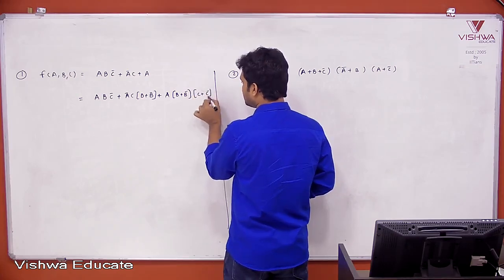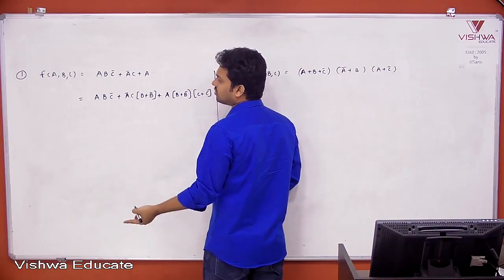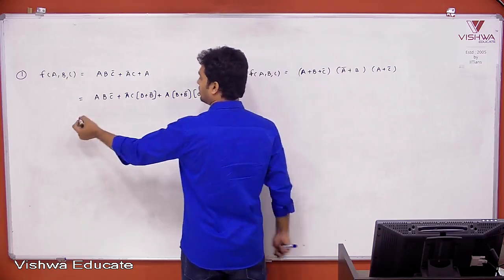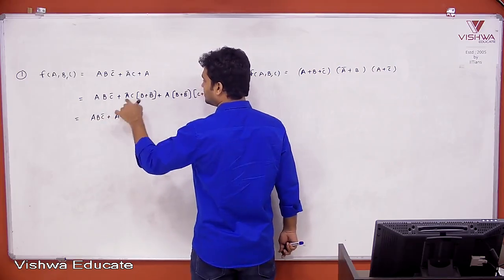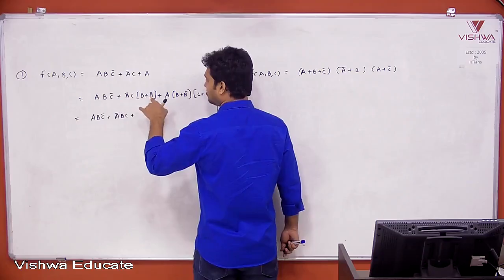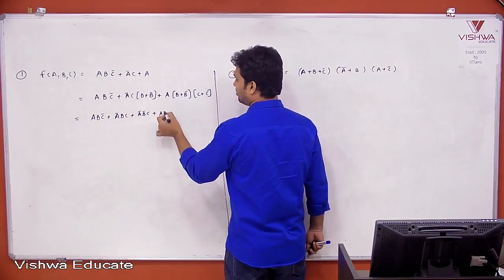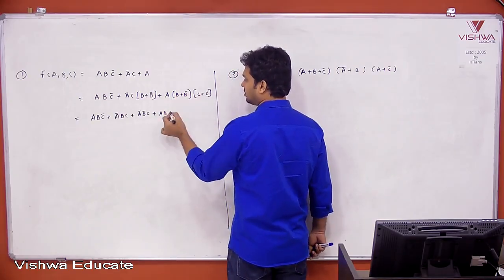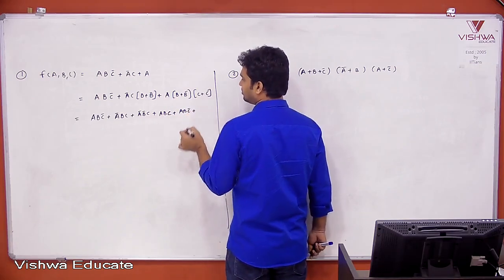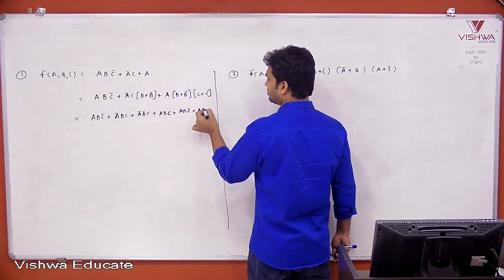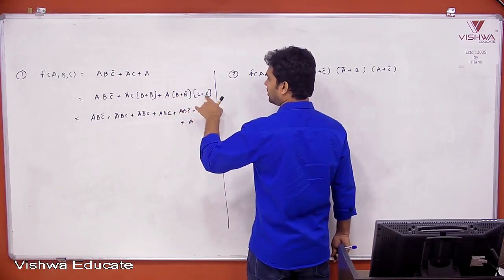Sir, how can we multiply like this? You can understand. B plus B bar is 1. 1 into anything is again anything. Same function only. We are not modifying. Okay. Now you understand. A, B, C bar. A bar into BC. A bar, B bar, C. Next, A into B into C. A into B into C bar. A into B bar into C. Lastly, A into B bar into C bar.